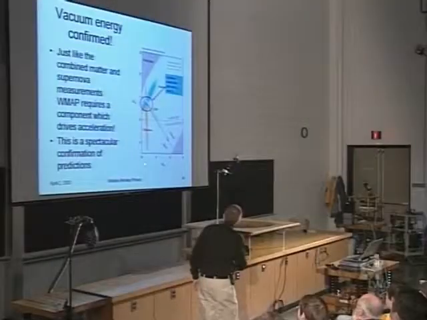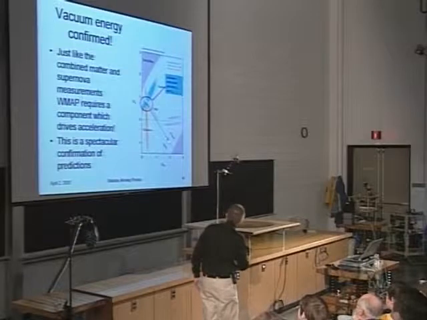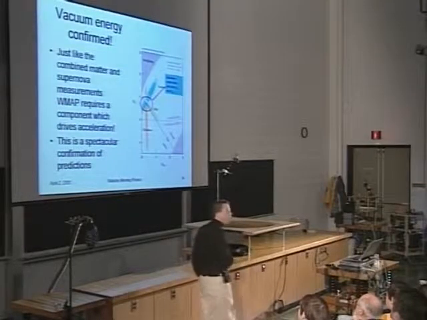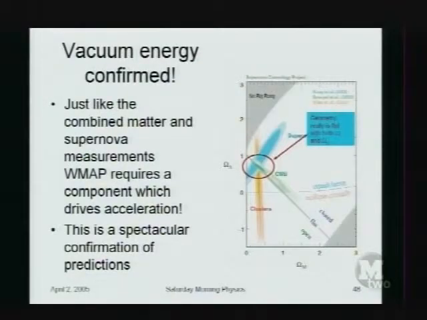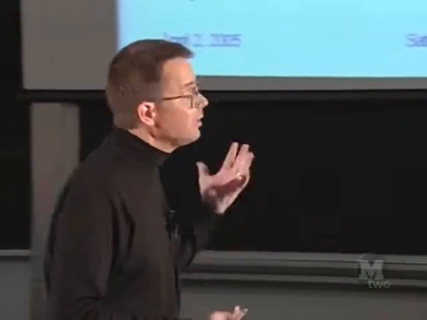Just like the combined measurements of the supernovae and the matter density, the microwave background came in and told us the universe was flat and pointed to this point in this space, a flat universe that has both matter and dark energy in it. This confirmation just a year or two ago is enormously important because it means that all the pieces hang together. Not just nearly hang together, they hang together precisely. It's really a remarkable thing.